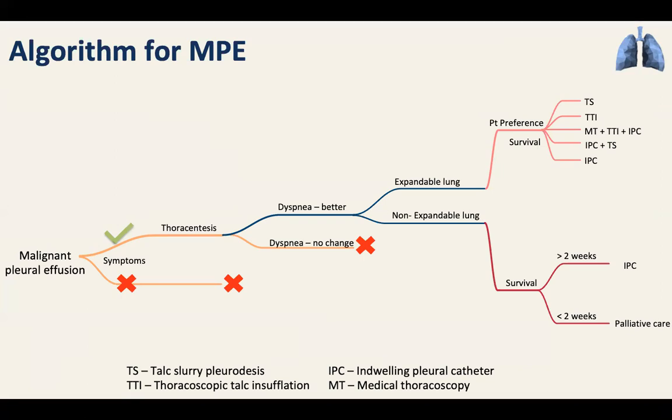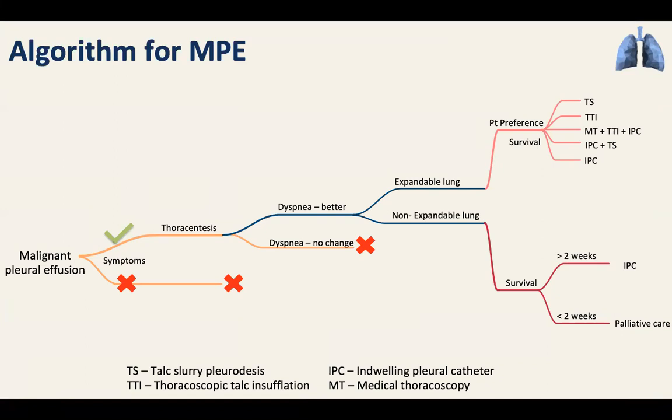If the dyspnea is better, then you want to ask yourself, is the lung expandable or not expandable? If the lung is not expandable, then you want to see what is their overall survival. If the survival is less than 2 weeks, then there is no point in placing an indwelling pleural catheter. Patients need to consider hospice. If the survival is more than 2 weeks, but less than 6 weeks, then you can consider placing an indwelling pleural catheter.